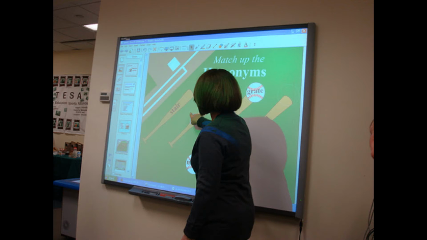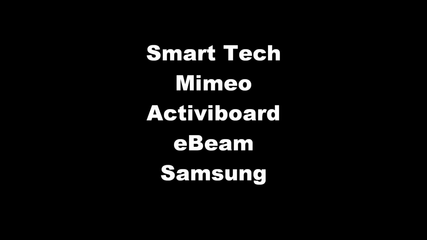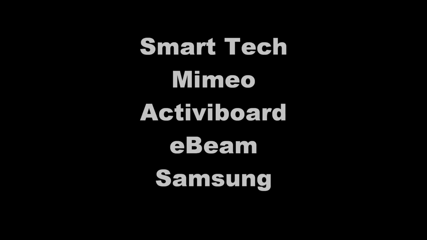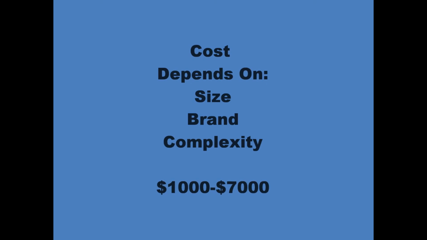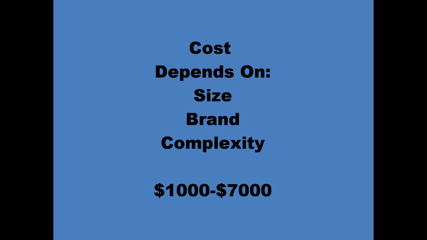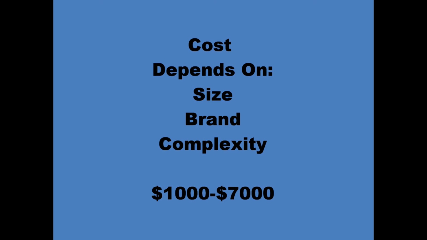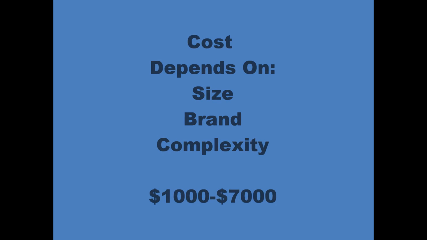There are several different companies that produce interactive whiteboards. Just some of the more known manufacturers would be SmartTech, MEO, ActivityBoard, eBeam, Samsung, and these are just a few of the brands. Interactive whiteboards can range in price depending on the brand that you're looking at and also the size of the board. Find something simple for a little less than $1,000, or you can find a very advanced interactive whiteboard that maybe has multi-surface interaction for almost $7,000.